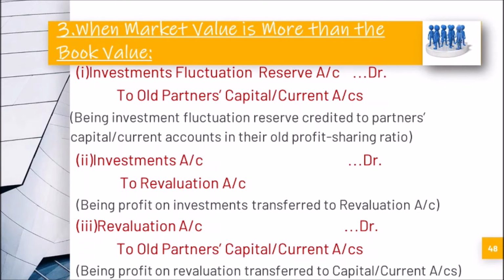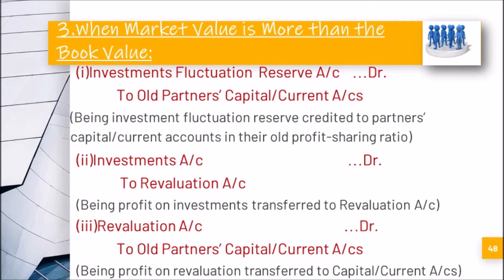Say for example in your book the investment is valued at 50,000 and in the market its value is 70,000, so 20,000 is the profit. Now, for the entire amount of reserve you have maintained, say 10,000 as investment fluctuation reserve, there is no fall, because this reserve is maintained only to compensate the fall in the value of investment. As there is no fall, the entire amount of reserve will be distributed among the old partners: investment fluctuation reserve debited, partners' capital or current accounts credited in their old profit sharing ratio.